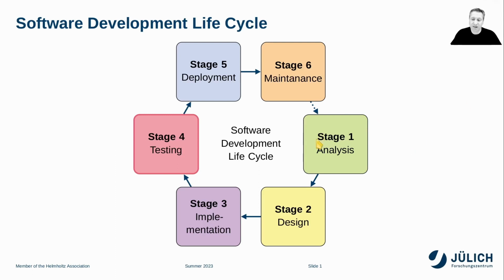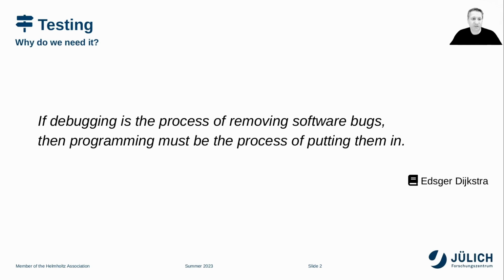So we start here at the right in the green box in stage 1 with the analysis, followed by stage 2, the design of the algorithm, the most important one, stage 3, which is the implementation of the algorithm, and which is important for this talk, stage 4, testing, followed by stage 5, deployment, and maintenance in stage 6. After one cycle is finished, usually one feature is implemented and the cycle starts over again with another feature or improvements or refactoring. So the main question is, why do we need testing?